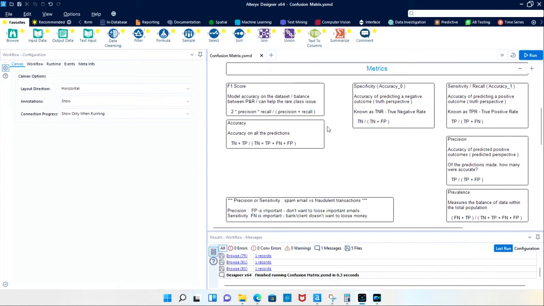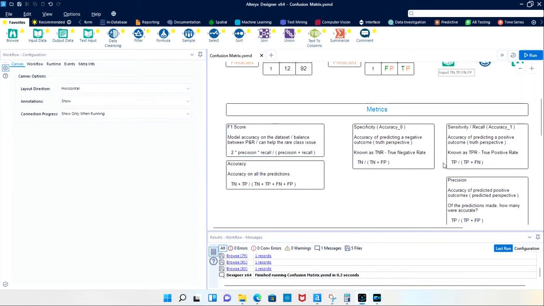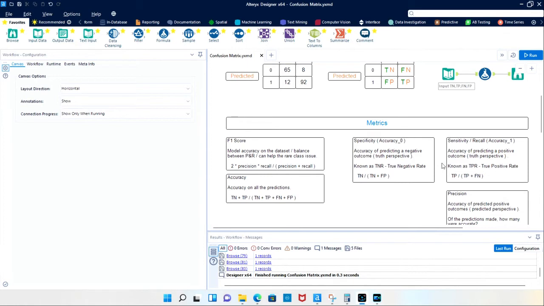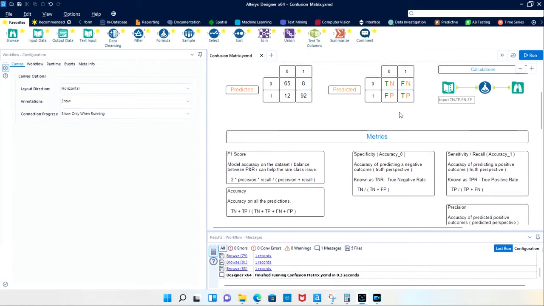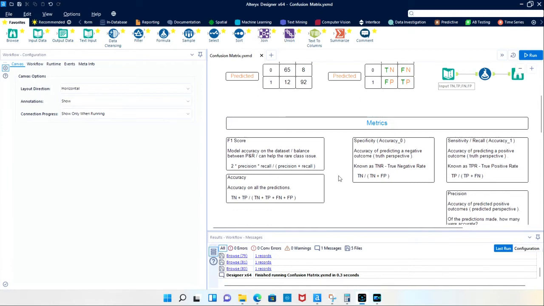Below that is the accuracy, which is the accuracy on all the predictions. It's also often described as diagonal accuracy because it's this diagonal here. It's all the correct predictions, the true negatives plus the true positives over all predictions, as you can see here in the formula. We also have specificity, which is the accuracy of predicting a negative outcome. It's also known as the true negative rate, and the formula is below that as well.